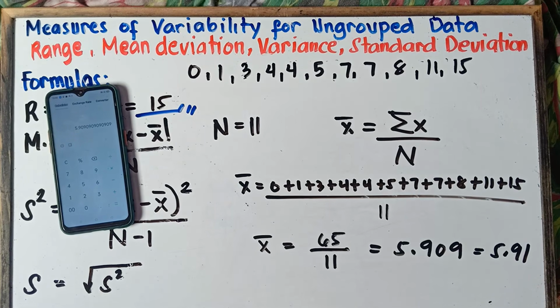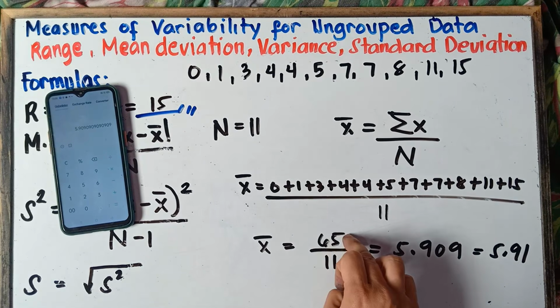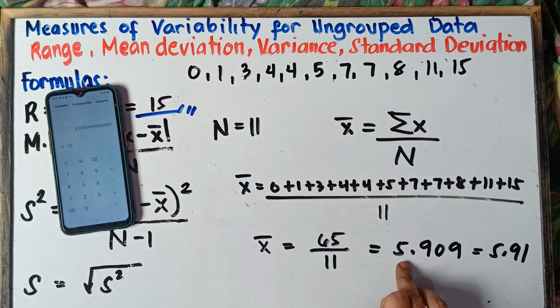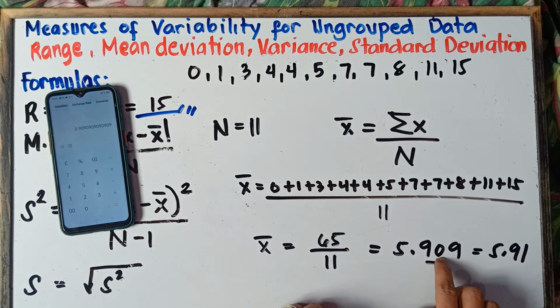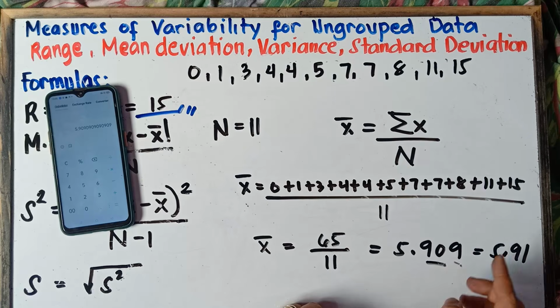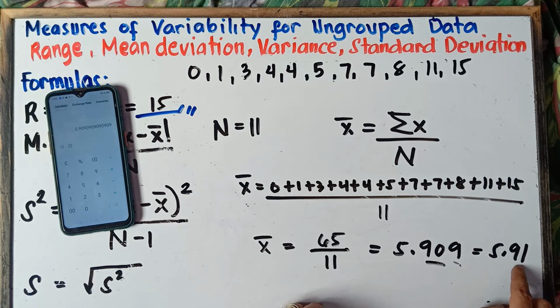Once again, class, dividing 65 by 11, the answer is 5.909. And now we need to have at least 2 decimal numbers. After 0, that is 9. Therefore, we need to round up. We change the 0 into 1. So therefore, our answer will be 5.91, because after 0, that is 9.